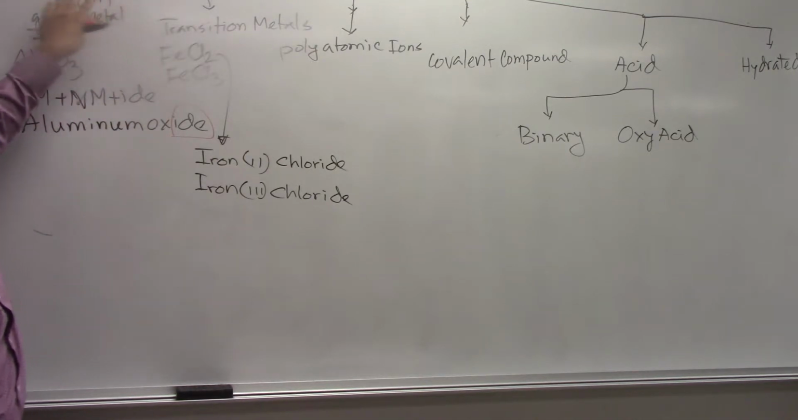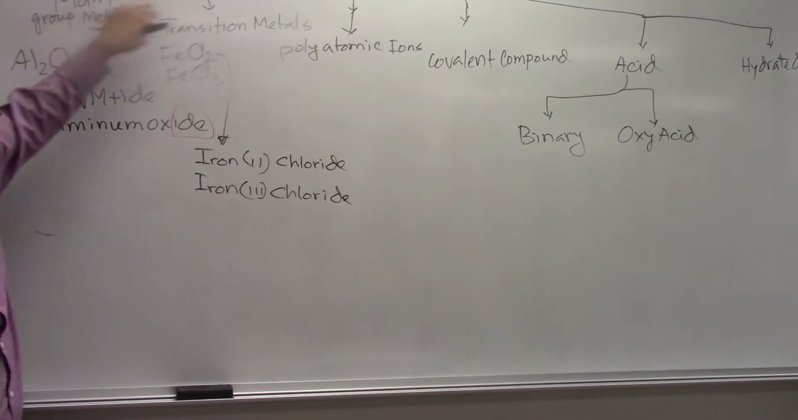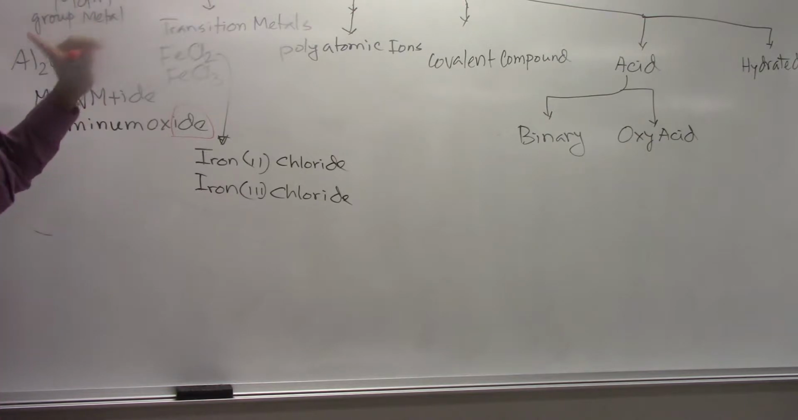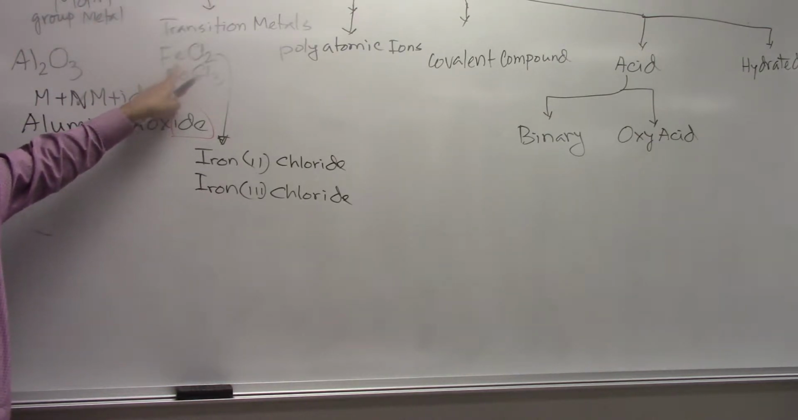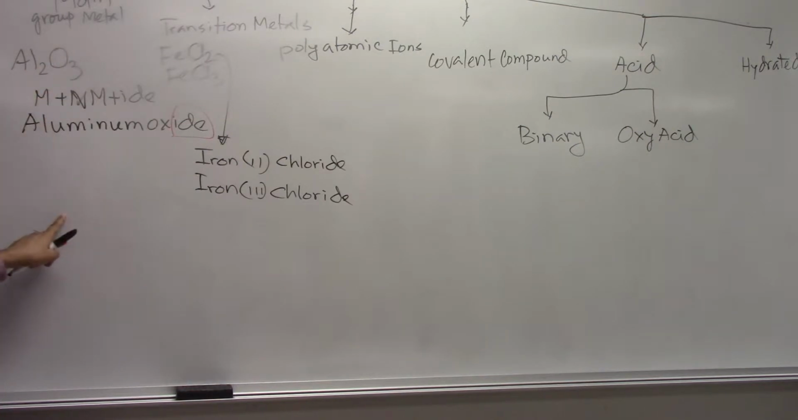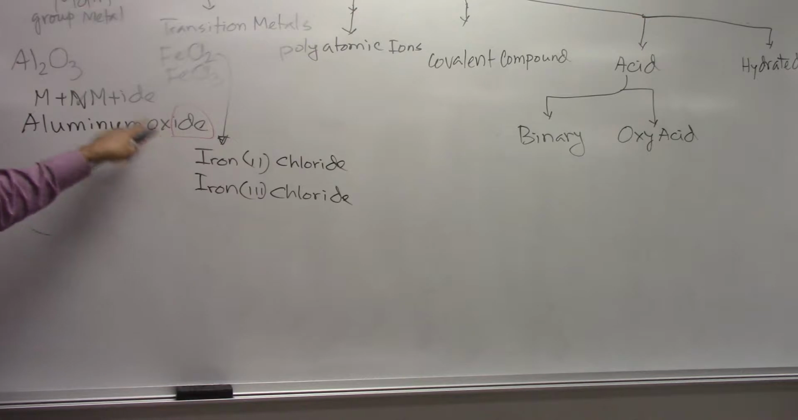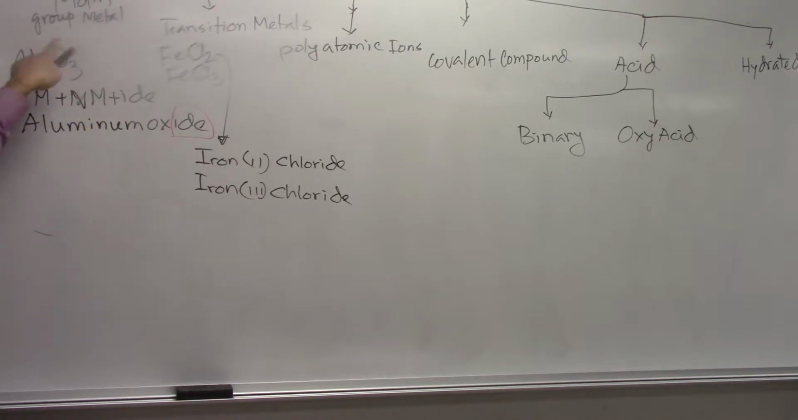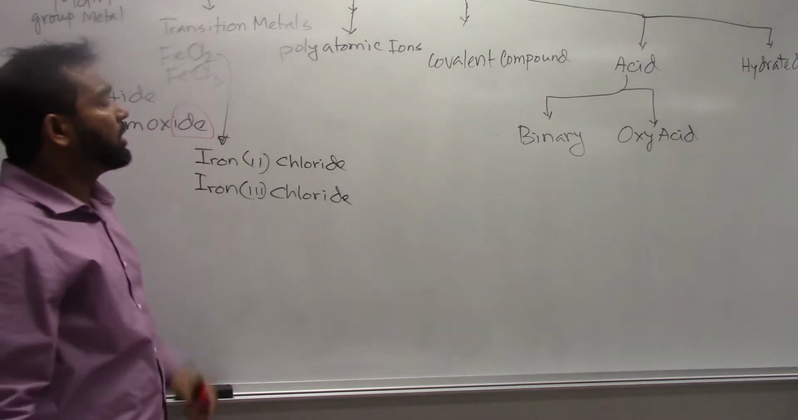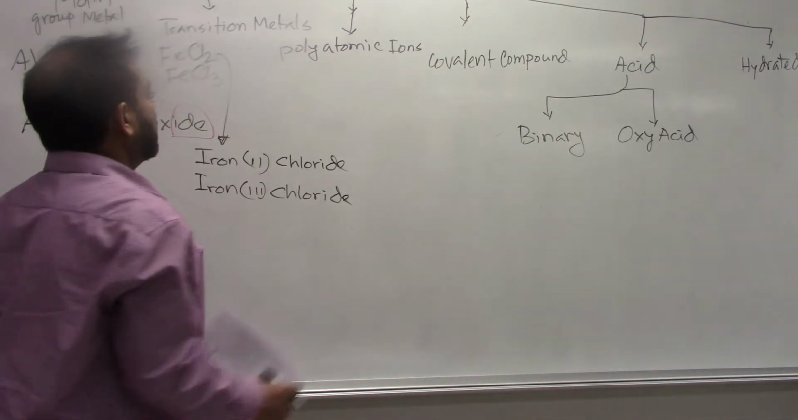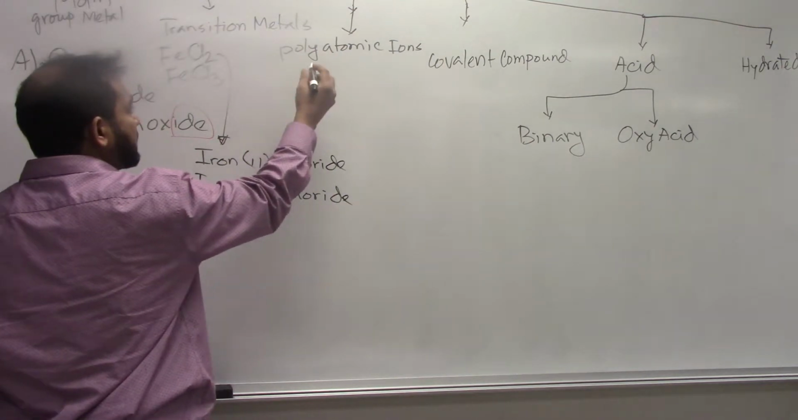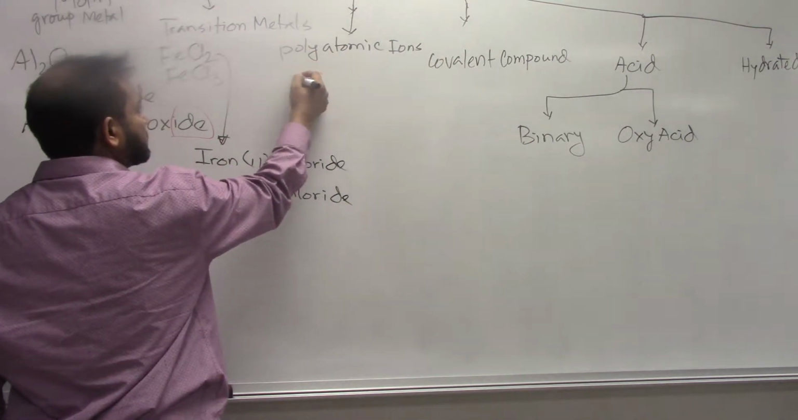So what's the difference between main group and transition metals? The difference is only one. Here you look at the charges, but with this one you don't look at the charges. You just write it as it is, aluminum oxide. We don't need to look at whether it is 3, 2 or 1. The third one is called polyatomic ion. Can you give me an example of polyatomic ions?